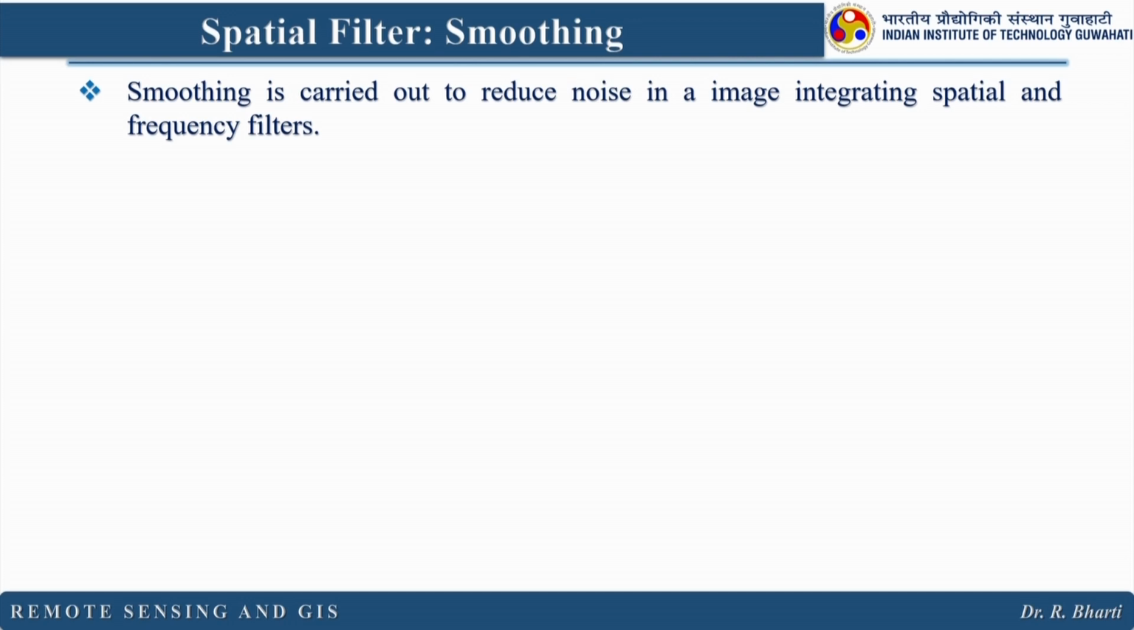Smoothing is carried out to reduce noise in an image, integrating spatial and frequency filters. So, now you can remove noises from your target image by integrating spatial and frequency filters. So, what are they? We will see slowly all the things.